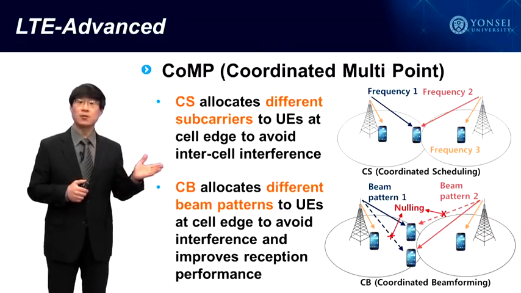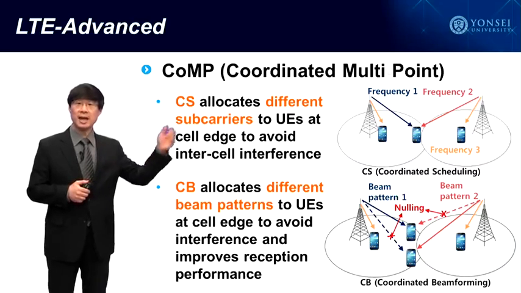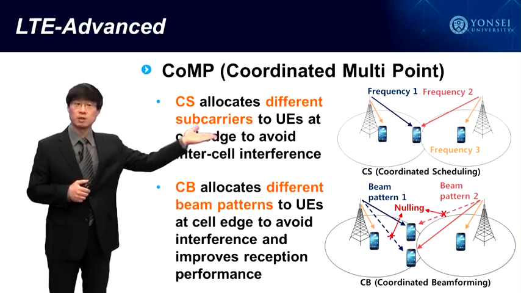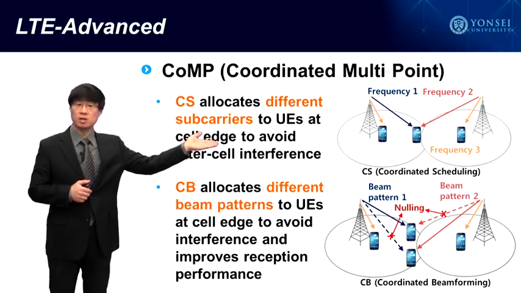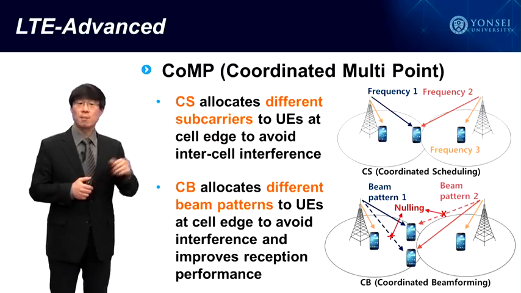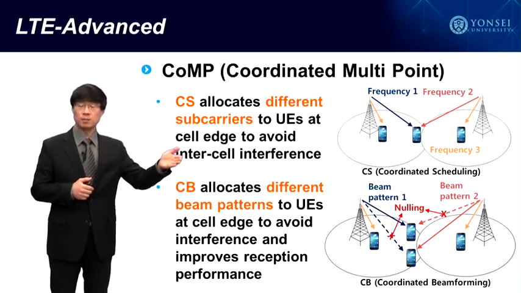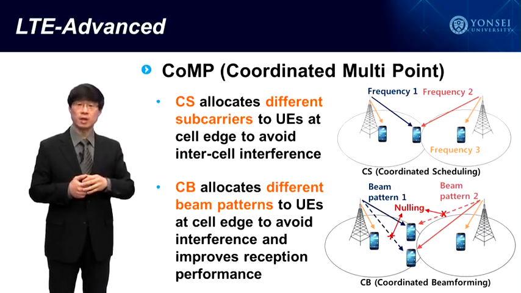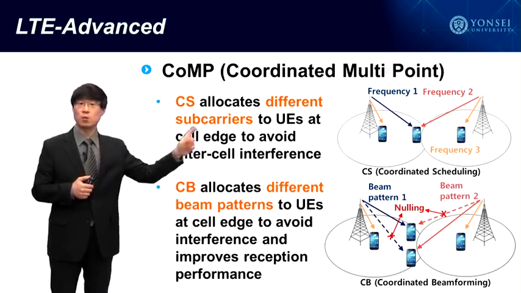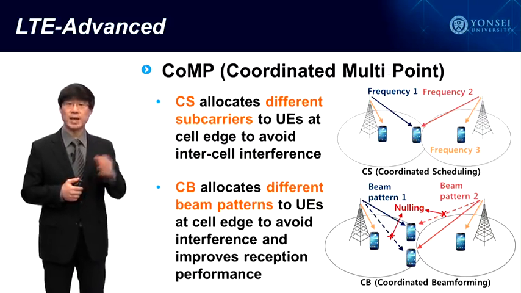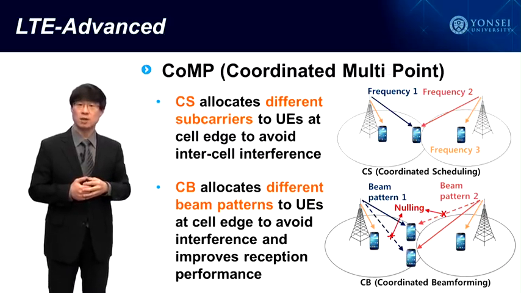CS allocates different subcarriers to UEs at the cell edge to avoid intercell interference. And as you can look at the figure over there, coordinated scheduling, CS technology, is shown. Based upon where the mobile device is in the cell and over in the other cell, different frequencies, frequency 1, 2, 3, are different frequencies that are assigned based upon the location of the mobile device. And that is what you do in coordinated scheduling.